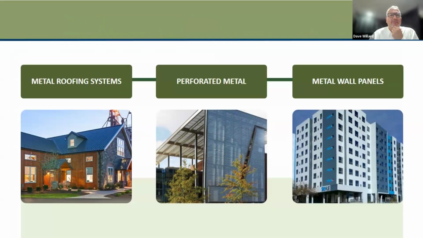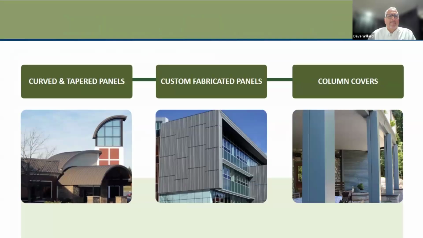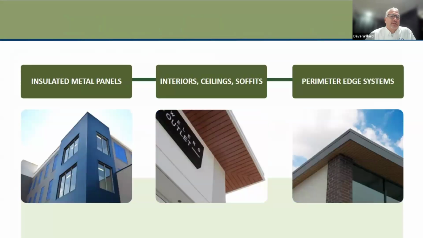What we supply is everything from metal roofing systems to perforated metal panels, metal wall panels. You can see we cover most of the exterior cladding of buildings. We can also do curved and tapered panels and custom panels. Custom fabricated panels. We actually have a place right on our site for you to create a panel of your choosing, and we can help you to create it. Column covers, insulated metal panels.